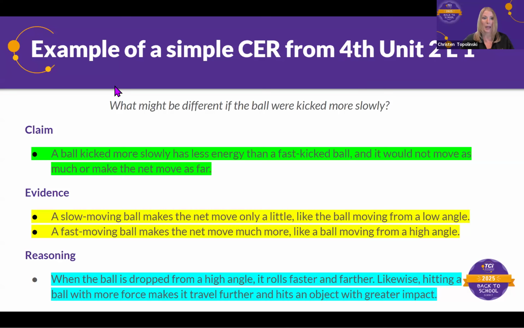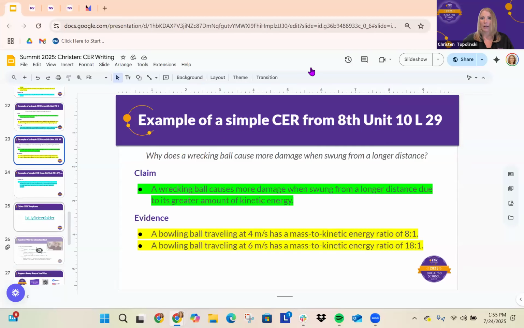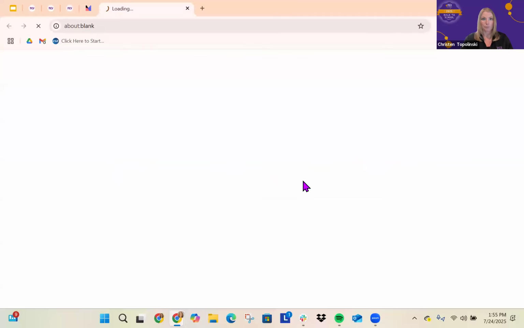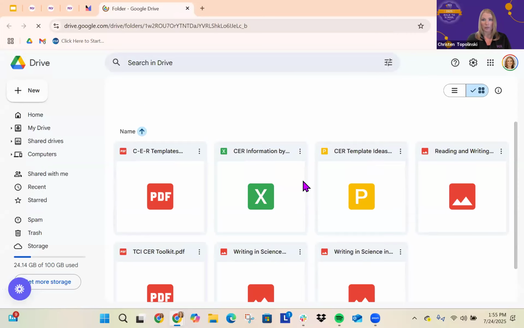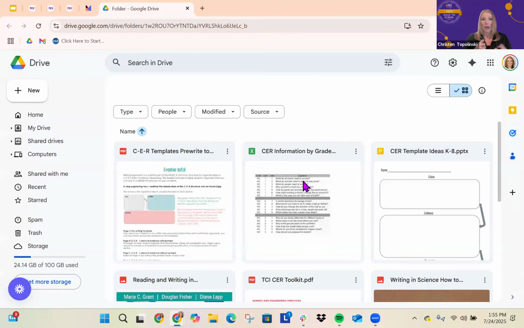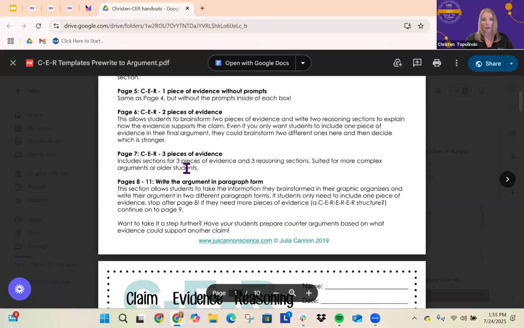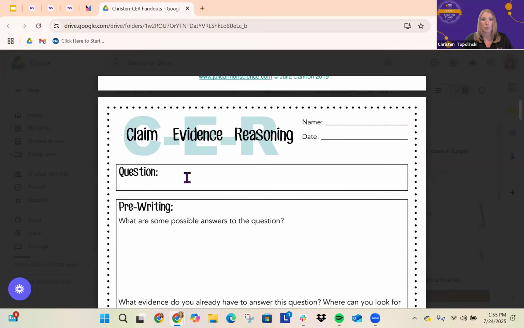Okay, let me go back. Okay, so I want to jump into the folder, and Amanda's going to put this link in there for you. In this folder, this is what it'll look like when you click on it. These are the free templates that I was telling you about, and this woman, Julia Cannon, I love her stuff. She's got a lot of great things. This was a freebie. You could totally get it for free from Teachers Pay Teachers.